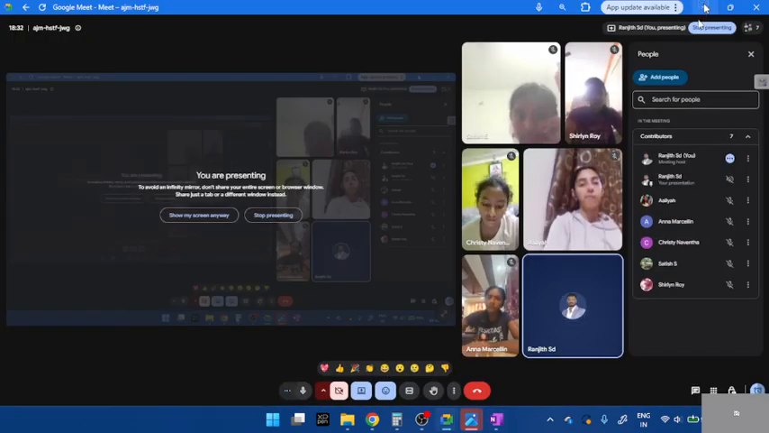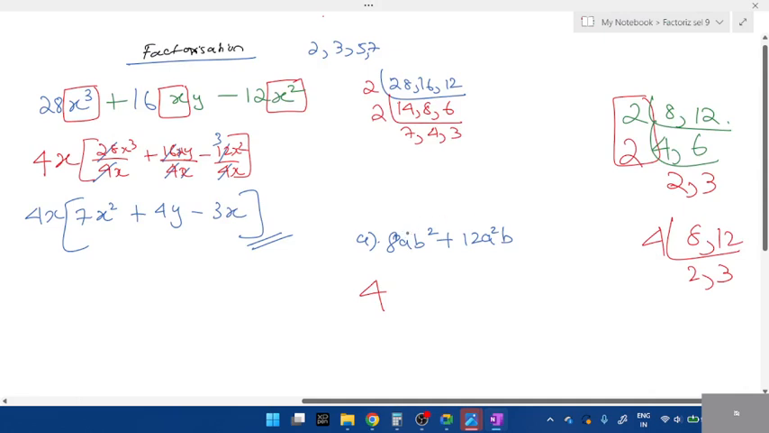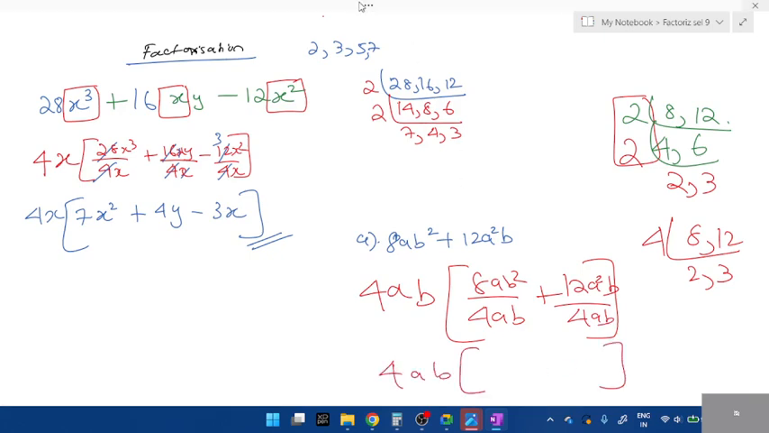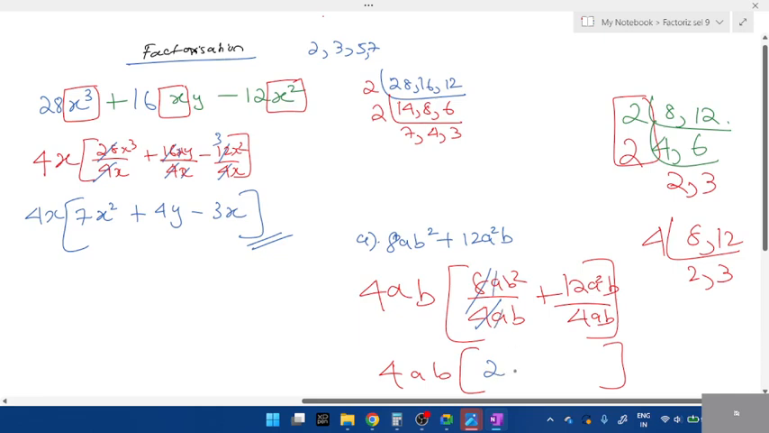Is A present? But which one is less degree? 1 or 2? 1. I'll take A outside. Next, check B. Compare B. Next, what's the next step? Divide it. Take this, divide by this. Take plus 12A square B, divide by this. So what's the final answer? Correct. A and A plus 4 ones are 4 threes are. B and B gets cancelled. 3A, right?